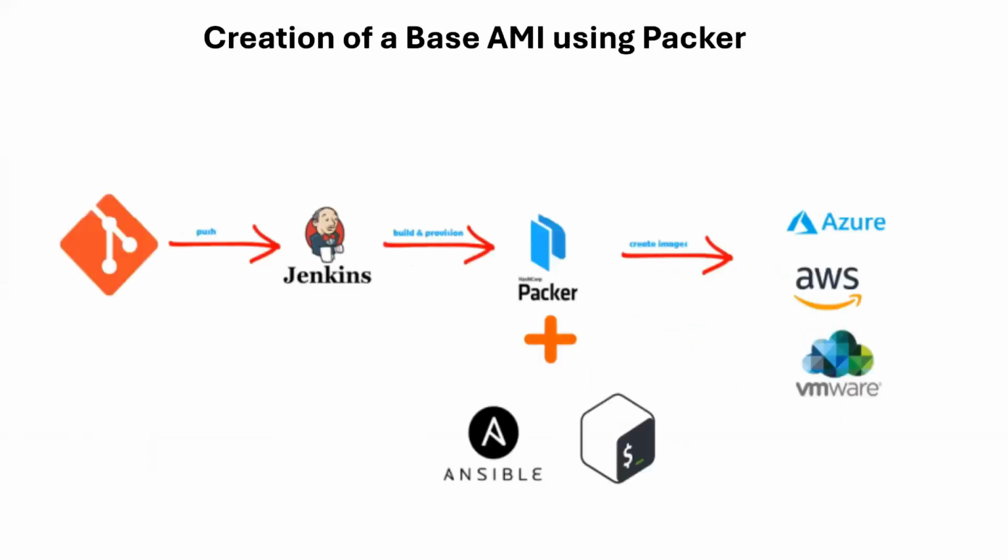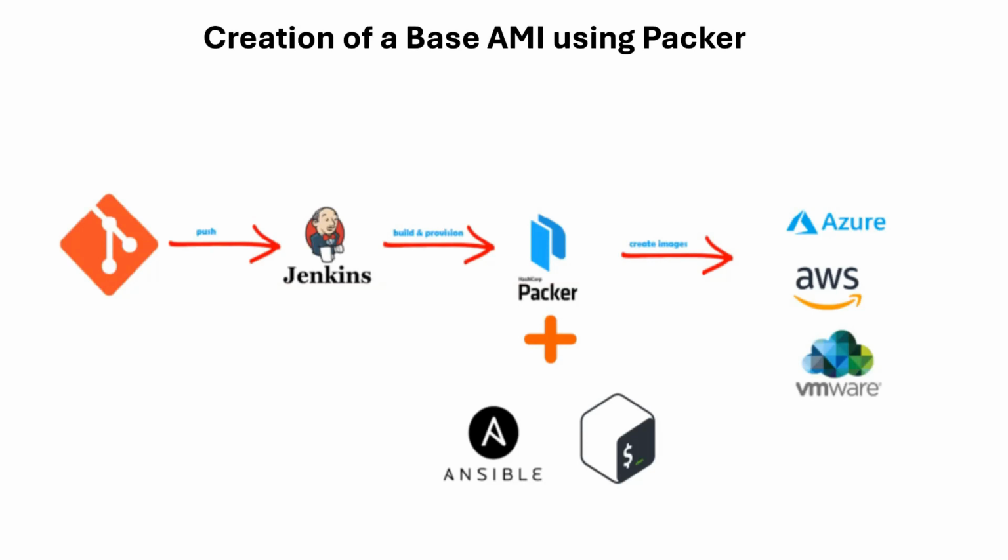In part one, what we did is we created an AMI. AMI means Amazon Machine Image. It is not centric to only AWS, but you can always create it in GCP, VMware, and Azure also. There is another name for it, but the concept remains the same.